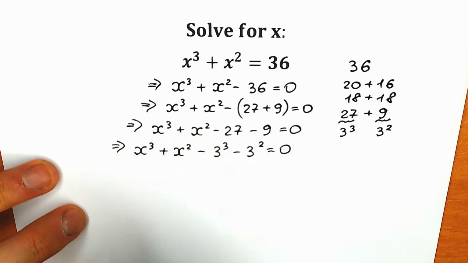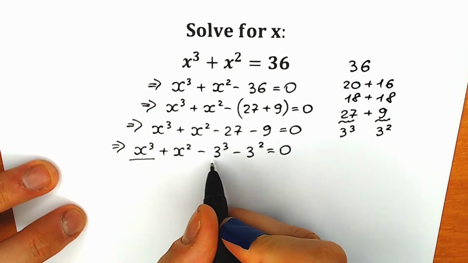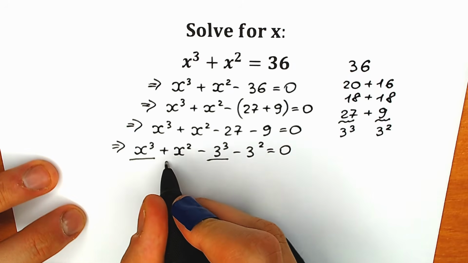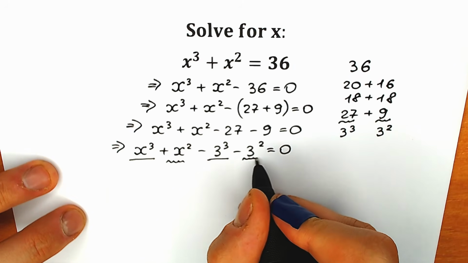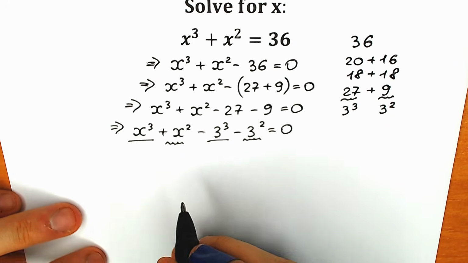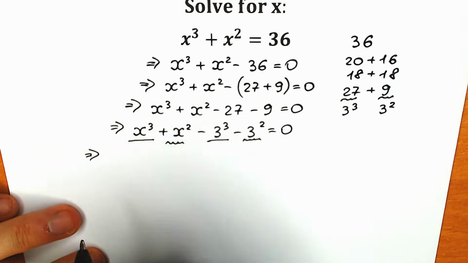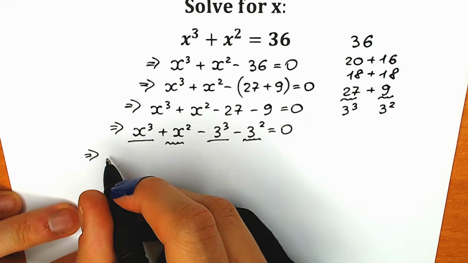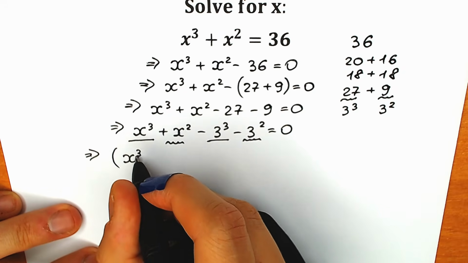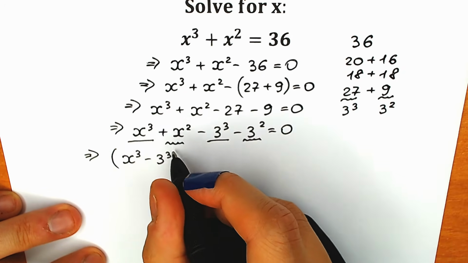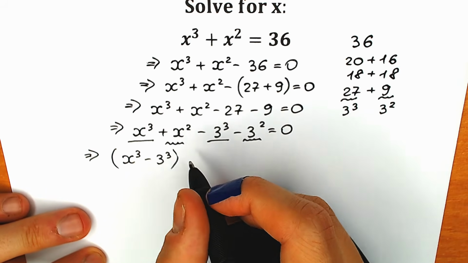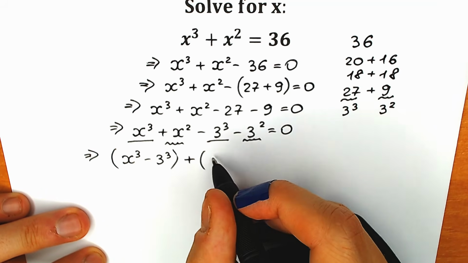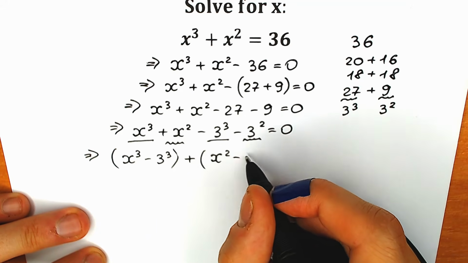And right now, as I said before, we have x cubed and we have 3 cubed. So in the next line, let's group it. And we have x squared and we have 3 squared, so we can also group it. Okay, let's do it right now. First of all, let's group cubes. So x cubed minus 3 cubed, this is our first parenthesis. And in another parenthesis, we have plus x squared minus 3 squared.